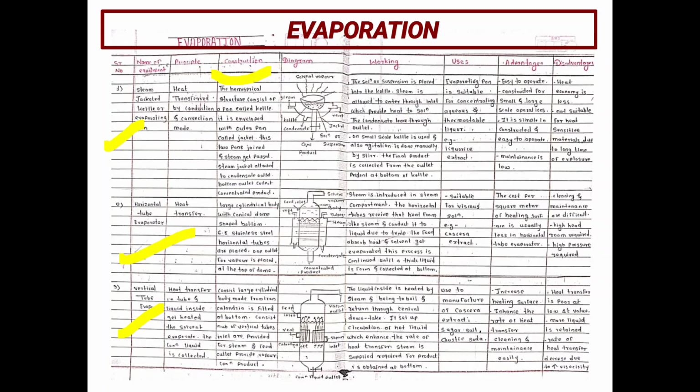So a question will ask what the pan is made from, what the kettle is made from, or what is the principle of the evaporating pan. The principle is conduction and convection. Heat is transferred by conduction and convection mode.